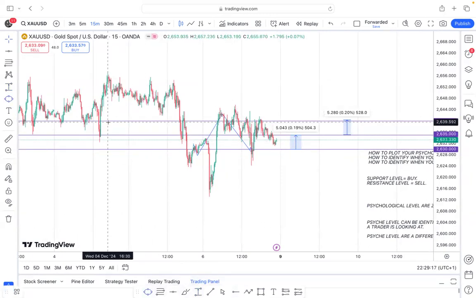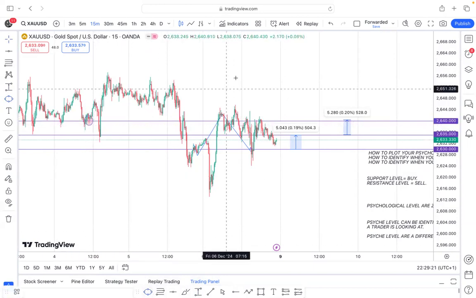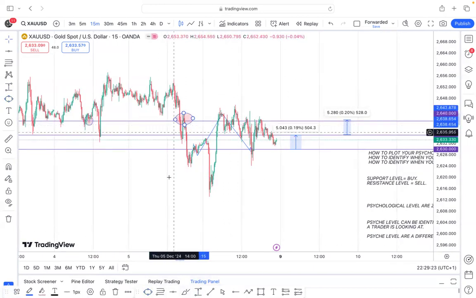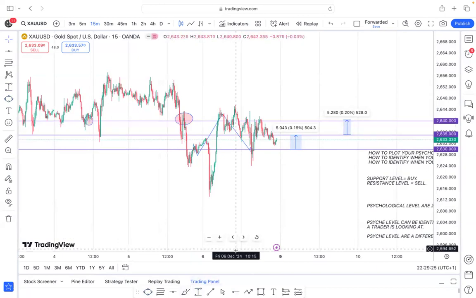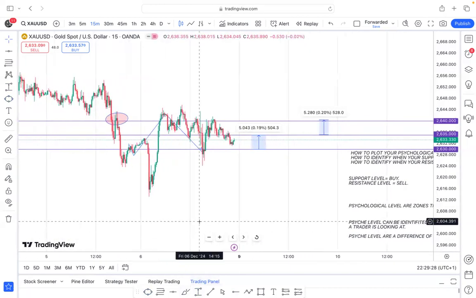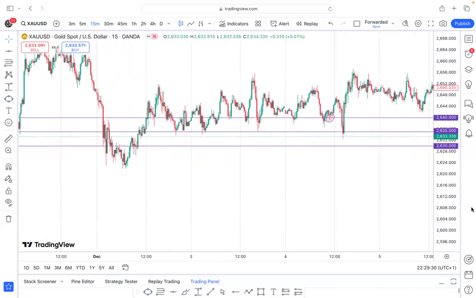So psychological levels, whenever price gets there, they hold liquidity because they hold money in the market, which is liquidity. Those levels are always used for entry and exit zones. They are your entry and exit zone.